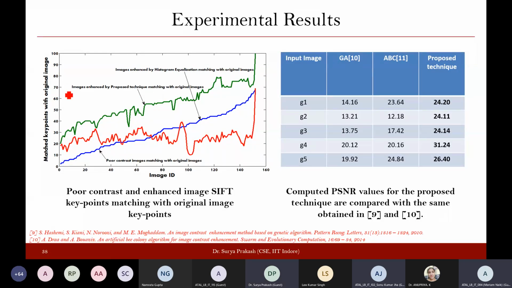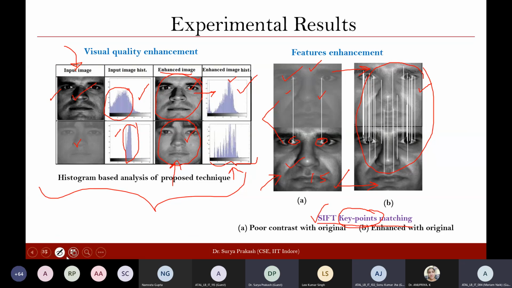All right. So in this example, again, we are analyzing the results of this algorithm based on the number of matching key points. Here we have three cases being plotted with the help of these three colors. You see the green color, red color, and the blue color. What do we see in the case of blue color? It says poor contrast images matching with original images, right? So this blue color actually shows the matching of this kind.